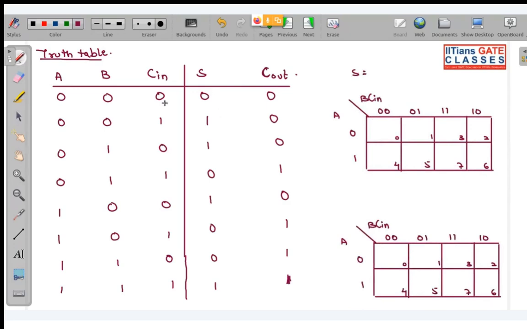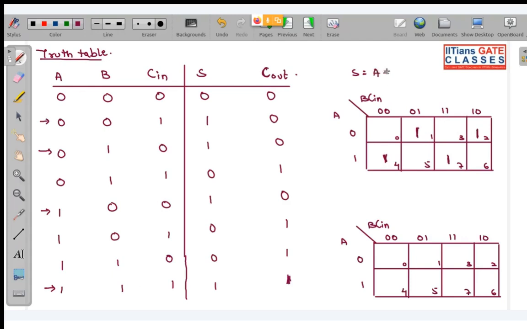So first I am writing S. S is 1 at this place, this place and this place. This corresponds to minterms 1, 2, 4, 7. Already I have told you that such a K map is basically that of a 3 variable XOR.